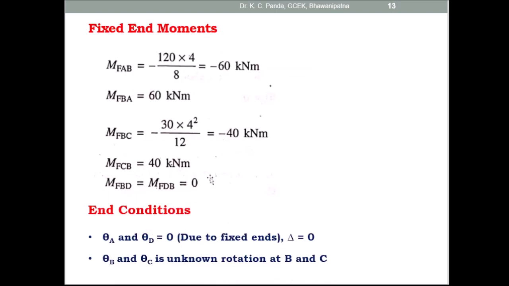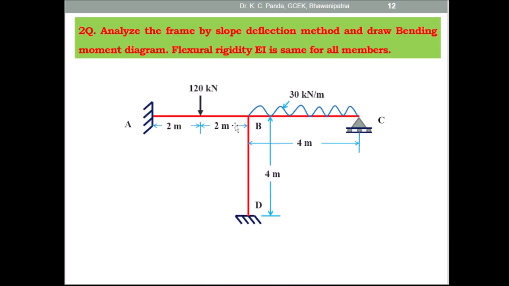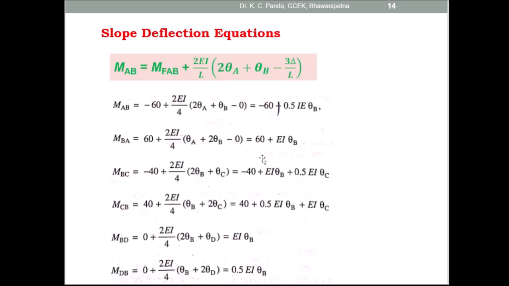Then MBA is equal to MFBA plus 2 EI by L into 2 theta B plus theta A minus 3 delta by L. But here delta is equal to 0, and theta A is also equal to 0. Only you have to put MFBA, that is 60, and L as 4: 60 plus 2 EI by 4 into 2 theta B. After simplification, MBA is equal to 60 plus EI theta B.